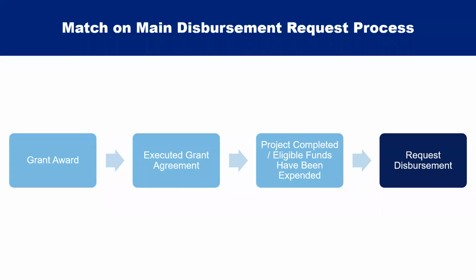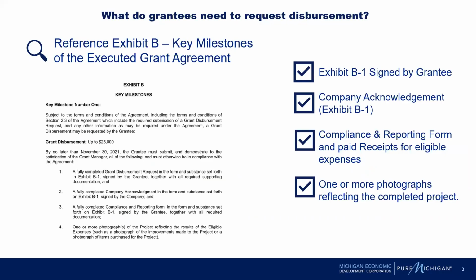So just to set the stage, where are we at? You have been notified that you are a grantee. We have executed a grant agreement with you. The business has completed their project and the eligible funds have been expended. So now it's time to request the disbursement. You might be wondering, what do I need to get the disbursement going? I want to get this money out to my business as quickly as possible.